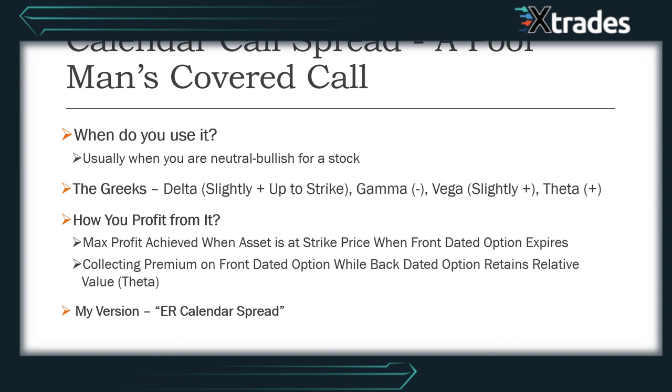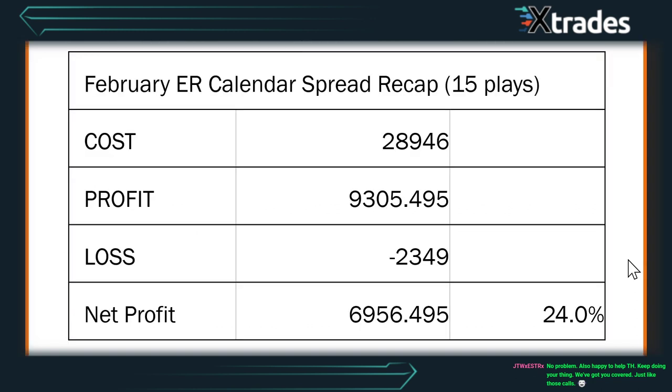My version that we talked about last time is a little bit different from this typical income strategy. My version is the ER calendar spread, and it's a really, really specific use case. I haven't really seen other people use this strategy before, and I don't really see it online. I think I've seen one mention of it being used like that, but usually when I look up calendar spreads online, it's basically the typical income strategy. They want a low volatility situation. My version is a lot more volatile, and I'm just trying to take advantage of IV crush. So this is just a recap of my February ER calendar spread account strategy.